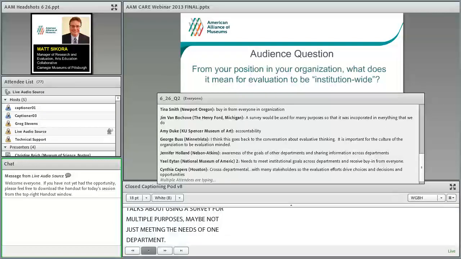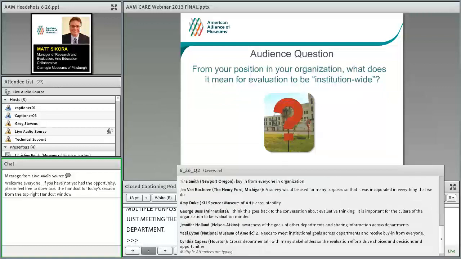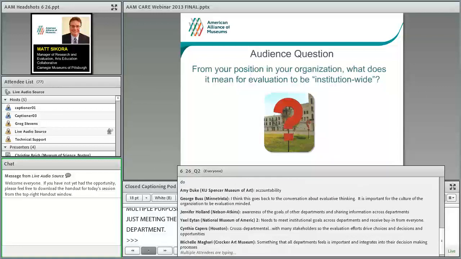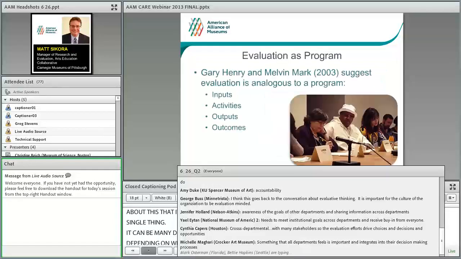So it's good to see all of those different ideas about what it means for evaluation to be institution-wide. And I think that's something that we need to keep in mind as we're talking about this, that it's not a single thing. It can be many different things depending on what organization you're in and your position within the organization.